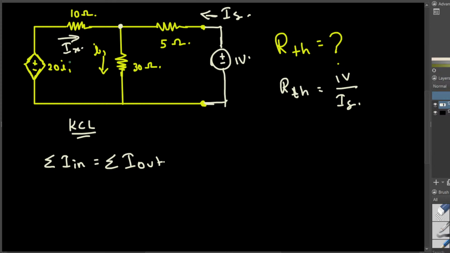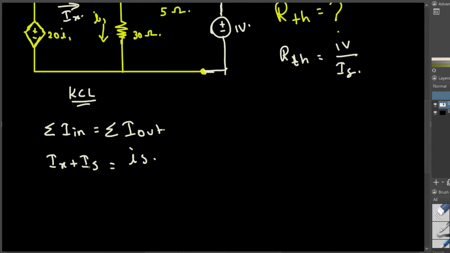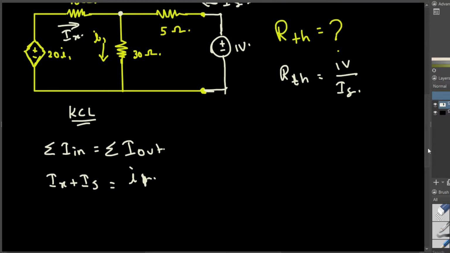So if I do that, then IX and IS are entering this node. So on this side it's going to be IX plus IS, and I1 is exiting this node, so on the other side it's going to be I1. Now you can see how many unknown variables we have: 1, 2, 3. This is I1. We have 3 unknown variables.